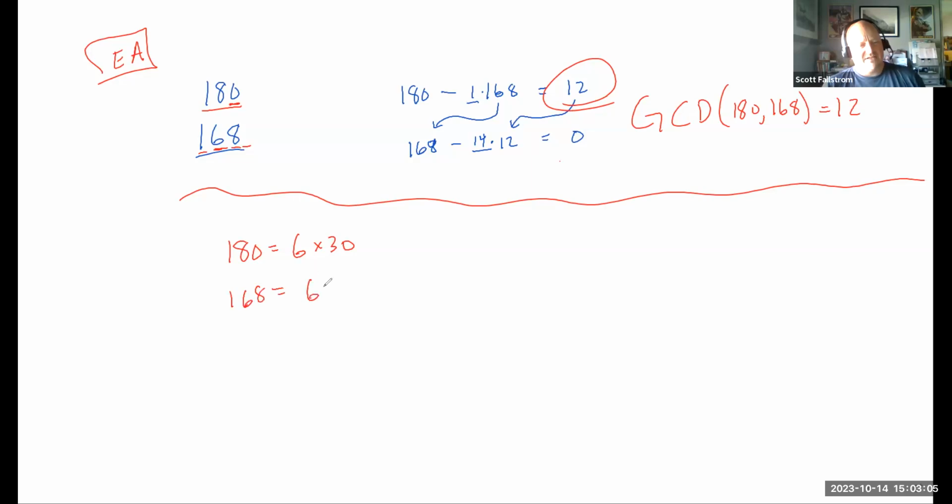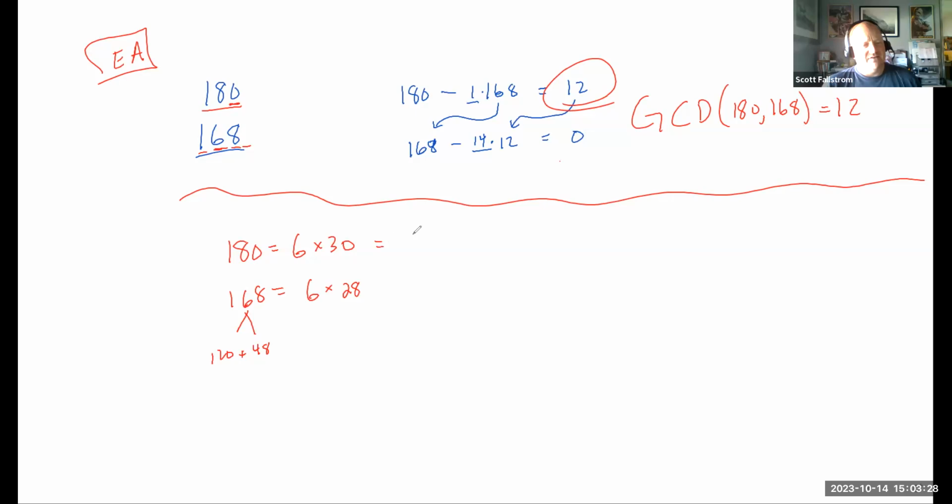168 would be 6 times something, right? And let's see here. 20 would be 120. So maybe I'll break this down and be like 120 plus 48. Okay, so that's 6 times 20 and another 8, so 28. So now I've already broken down, so I know there has to be at least a 6 in common.